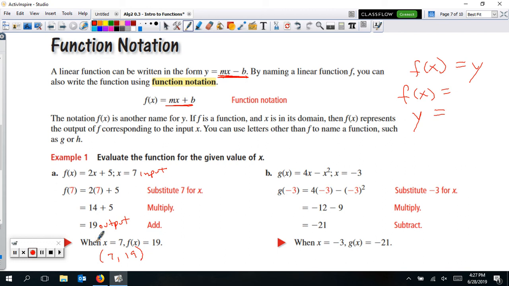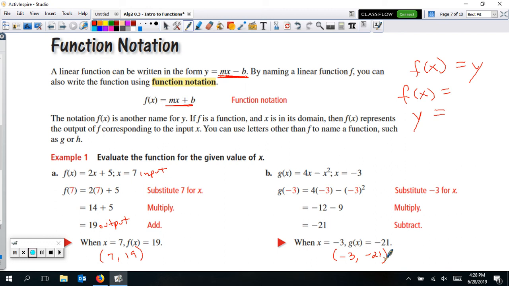You need to realize that that's still an ordered pair. 7 is the x coordinate. 19 is the y coordinate, y equals 19. Same thing over here. You can make this a -3 is the input number. You're going to put that into the function and then work it out with order of operations pretty much. And then you're going to figure out that 21 is the output. That's the y-coordinate of the function.